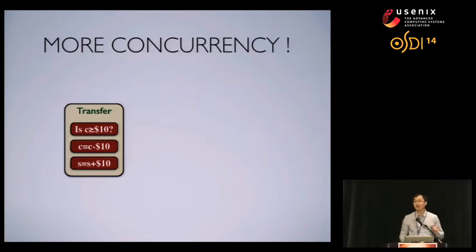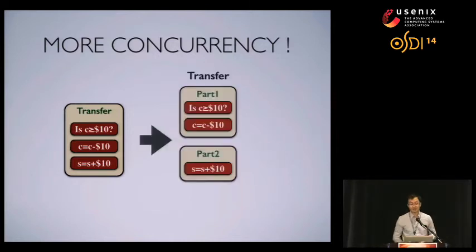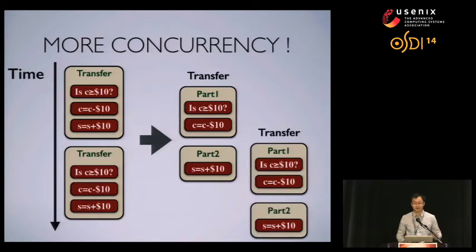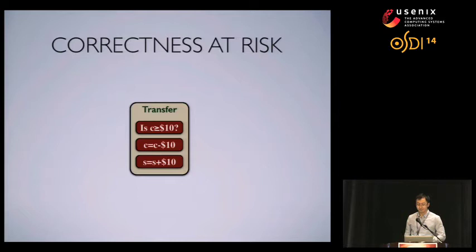To bring more concurrency to this transaction, we can break it down into two parts, each part only accessing one account. Concurrency is increased because before this change, multiple instances of this transfer transaction could only run sequentially. But after I break down the transfer transaction, there is more parallelism between these multiple instances of the transaction. So what could possibly go wrong here?